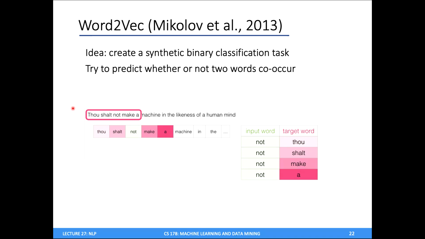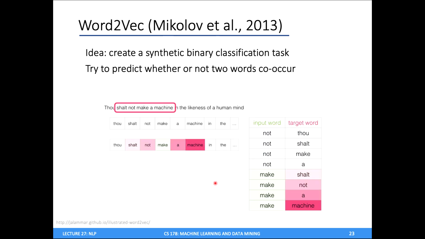Okay, so let's look at an example. Maybe I have a sentence here. It says, "Thou shalt not make a machine in the likeness of a human mind." This is from Dune, by the way, great book. What we're going to do is create a sliding window where in each window we have some input word, in this case "not," and we look at the words that occur around that word. So the neighbors of the word "not" are "thou," "shalt," and "make," "a." And so we can start creating a data set of neighboring words, where I'm going to call the input word "not," the middle of my window, and the target words all of its neighbors. So I'm just looking at the two closest words on each side of the first word in my data set.